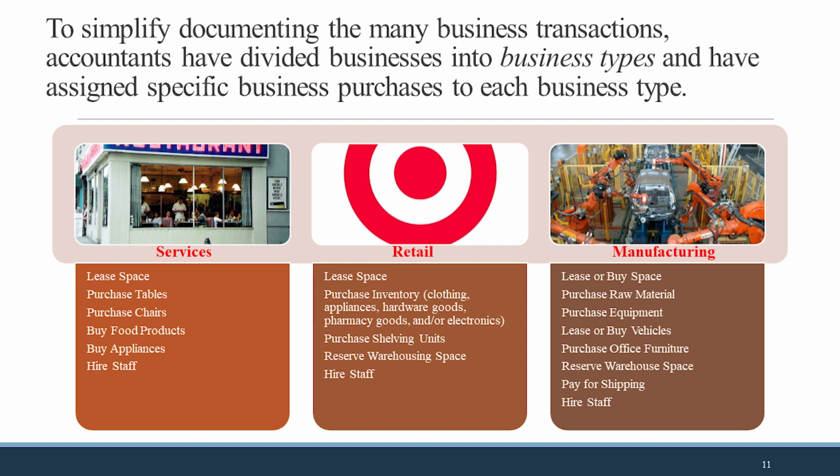Last but not least, manufacturer. Much more complicated, a lot more activities happening here. So when I think about a manufacturing business, what is happening there? They're taking some resources, they're converting them, and then they're making what we call a finished product. So we'll use a car as an example.